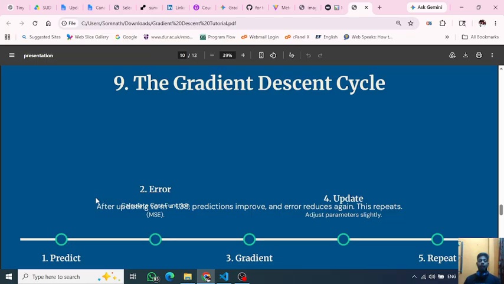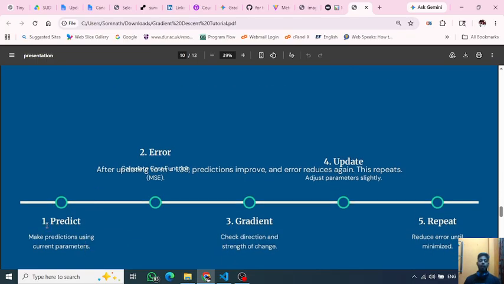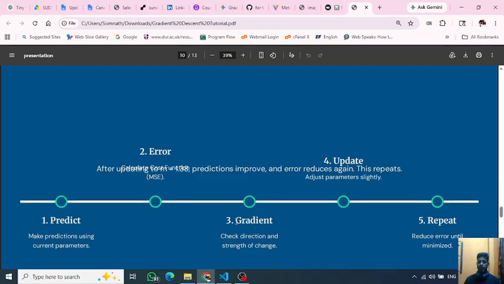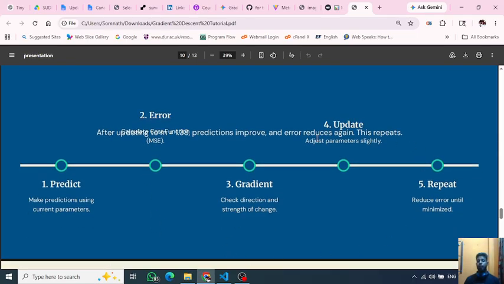So the gradient descent cycle is like this: first predict, then calculate the error like MAC, then calculate the gradient, then update the parameter slowly, slightly I mean, and repeat until the error is reduced, minimized. This is the whole life cycle of gradient descent.